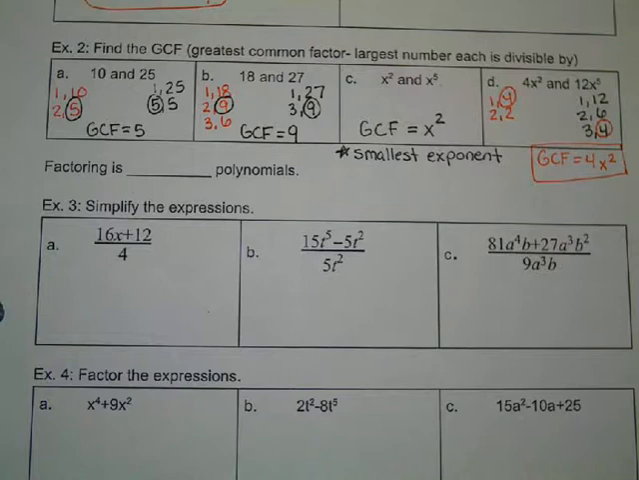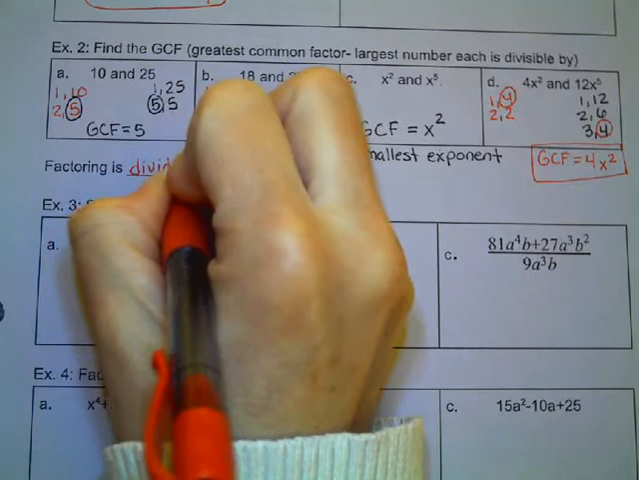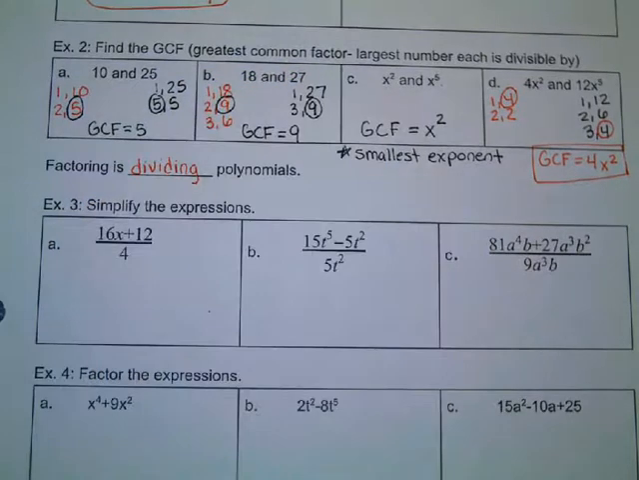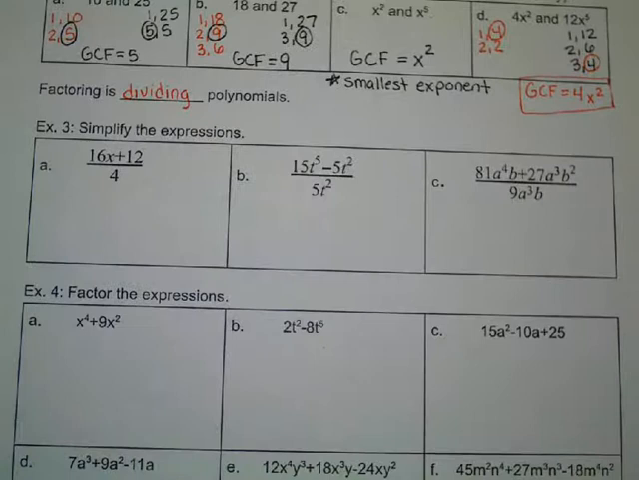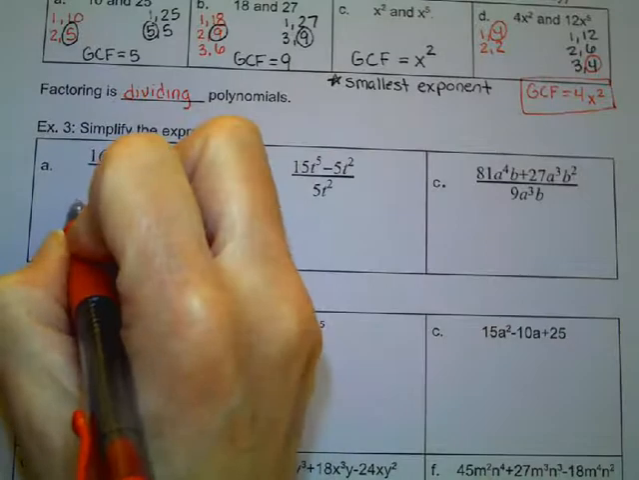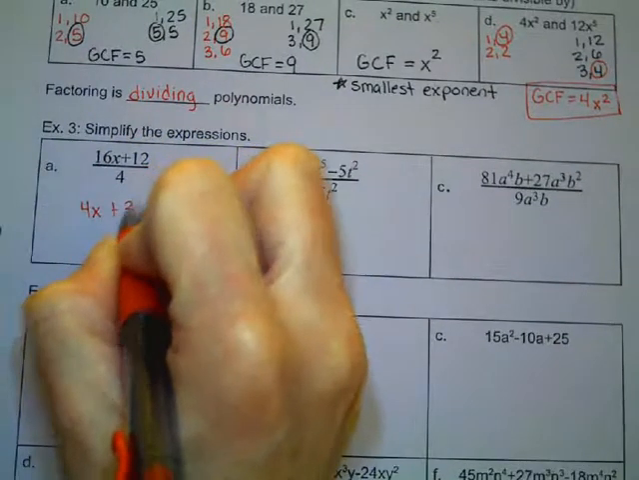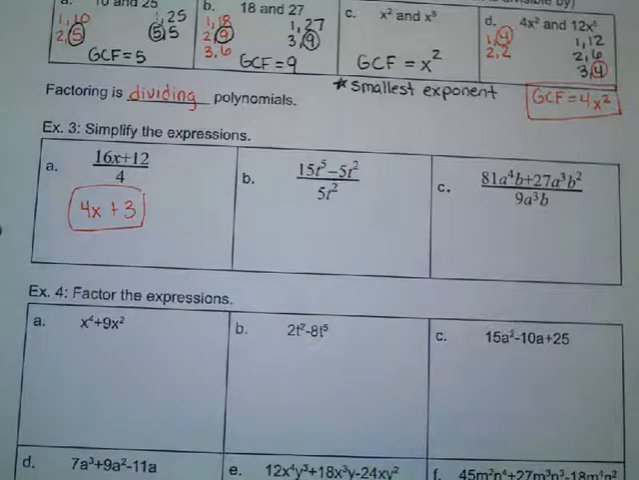Factoring is basically dividing polynomials. So we did practice dividing last chapter. It looked like this when we were doing our dividing. We told you what number to divide by. So for instance, this one we took 16 divided by 4 and got 4. We took 12 divided by 4 and got 3, and that's how our answers looked last chapter. So go ahead and try the next ones and we'll check your work.